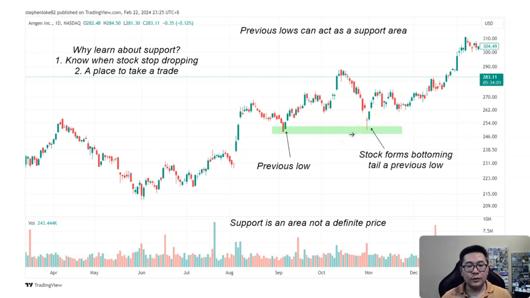Now, one thing to note is that support is an area, it's not a definite price. So it does not mean that at the lows here, the stock will stop dropping at the exact low. Sometimes it may drop a bit lower, then go back up. Or in this case of Amgen, it dropped to here, which is a bit higher than the previous lows here, and then it formed a bottoming tail and moved back up.